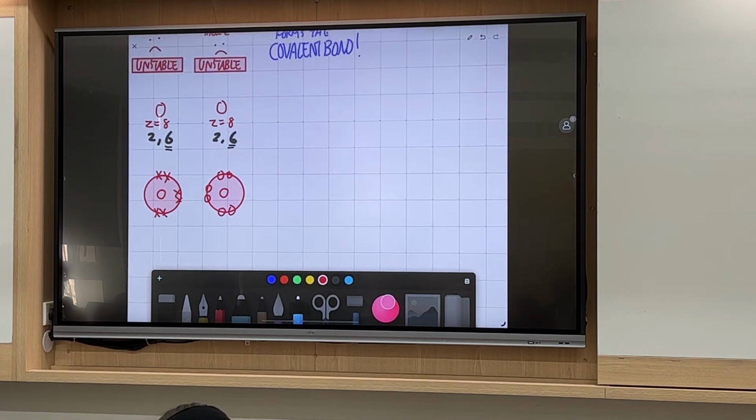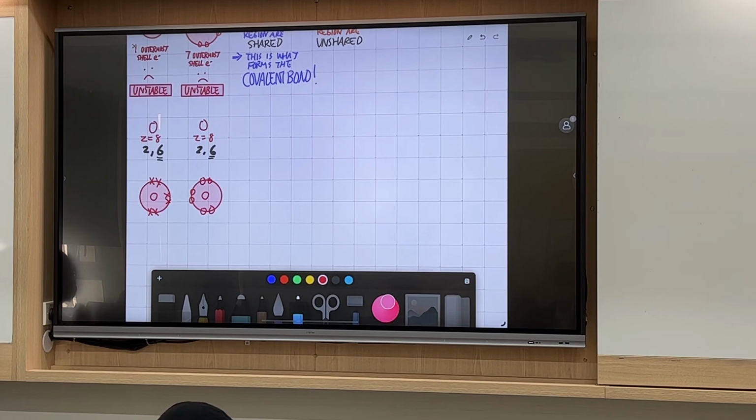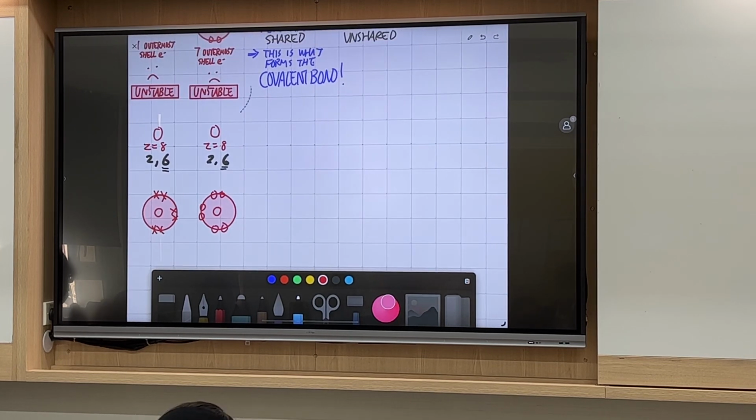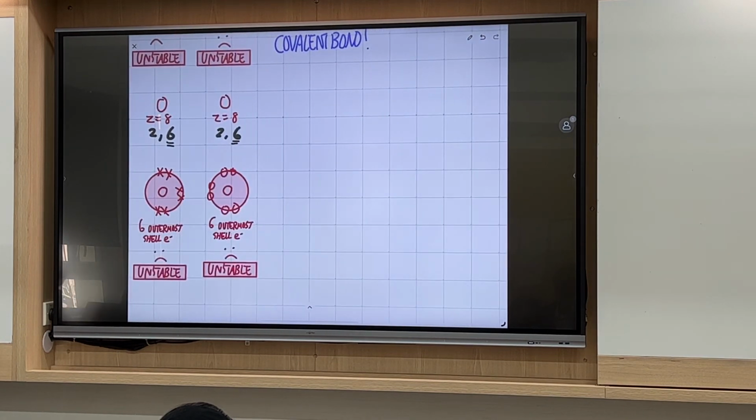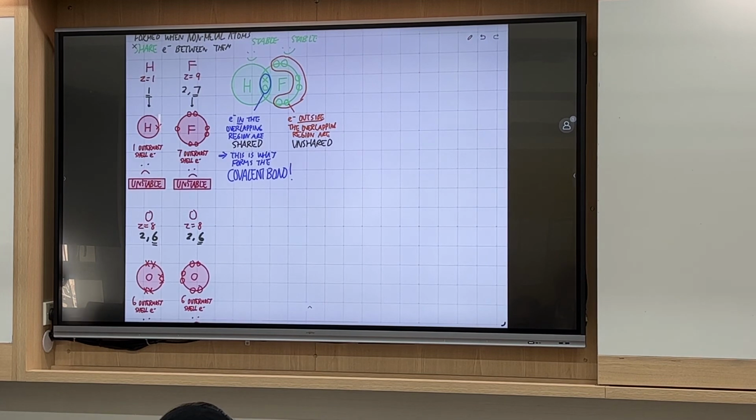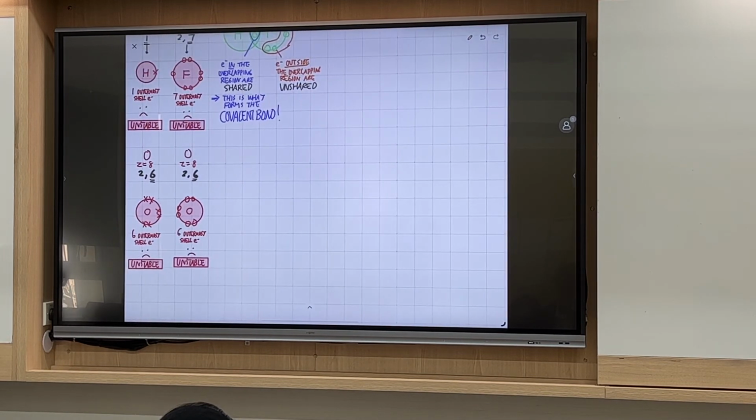Now, quick question. Are they stable? No. Why not? Not a full outermost shell. So let's just write this down. They are both unstable. This is why I draw in red. I try to keep the color consistent. Whenever I use red, it kind of means unstable. Green means stable. Okay? So how can they help each other become stable?